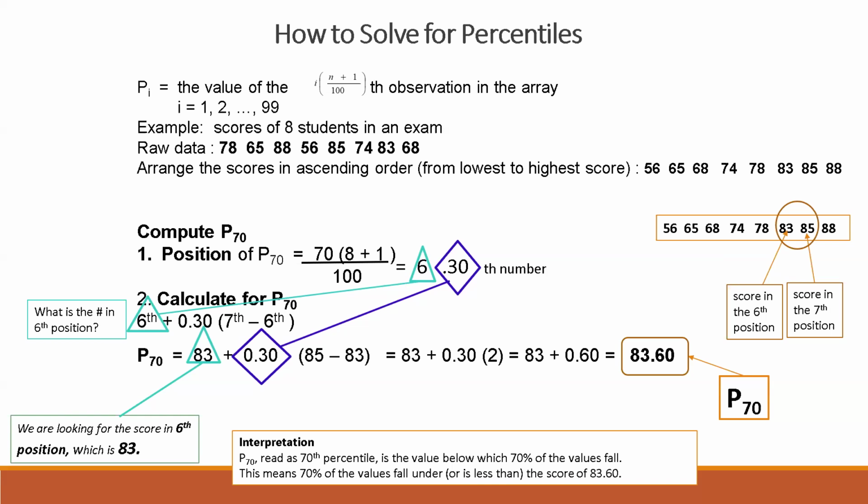So 85 minus 83, that's 2. Multiply it by 0.30, that becomes 0.60. Then we add it to 83, that becomes 83.60. So we have the score in the 70th percentile, which is 83.60. So the 70th percentile is the value below which 70% of the values fall. It means that 70% of the values fall under or are less than the score of 83.60. So that ends our discussion on deciles, quartiles, and percentiles.